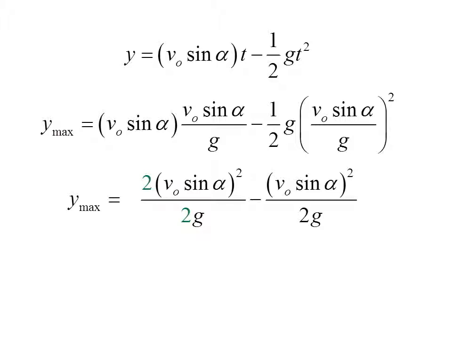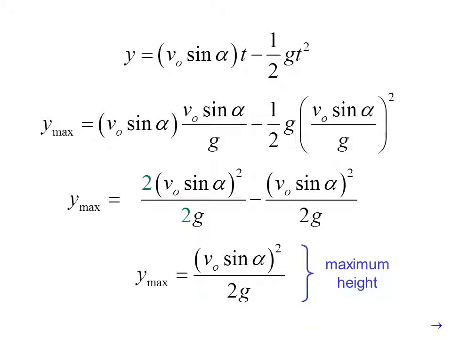If we find a common denominator, then we get y max equals v sub 0 sine alpha squared over 2g. These formulas are not on your formula sheet, but they could come in useful.